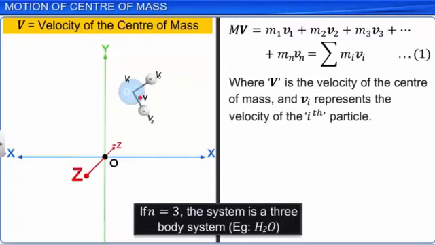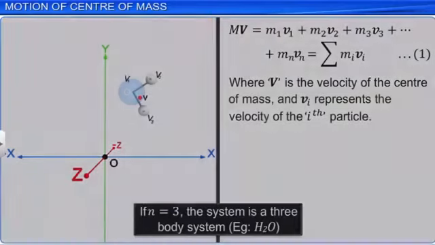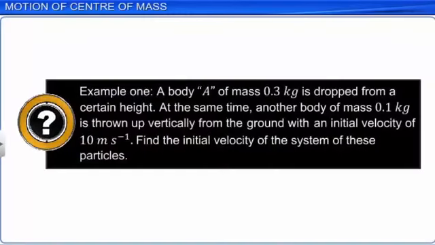Let us discuss with an example. Consider a body A of mass 0.3 kg that is dropped from a certain height. At the same time, another body of mass 0.1 kg is thrown up vertically from the ground with an initial velocity of 10 meters per second. Find the initial velocity of the center of mass of the system of these particles.